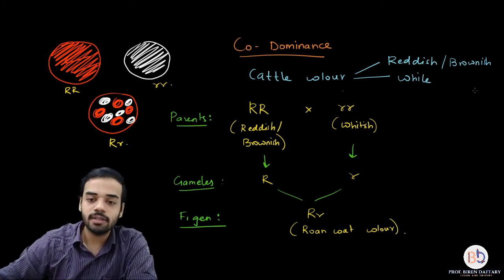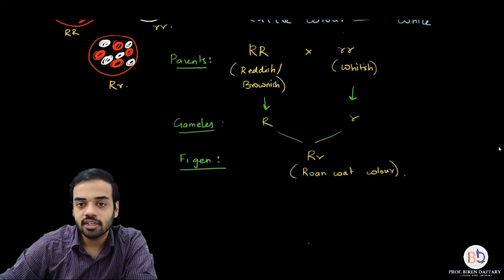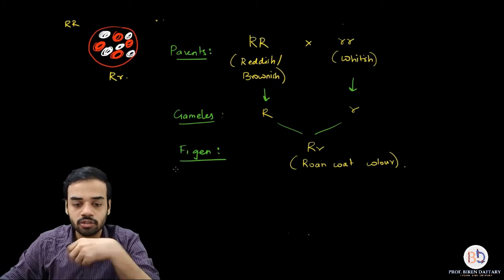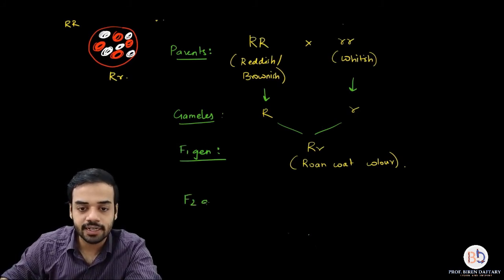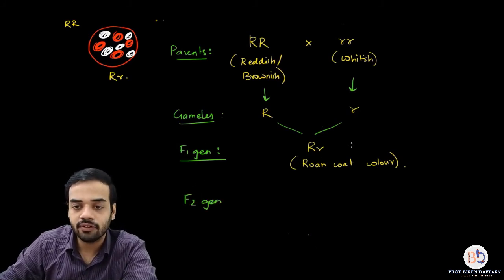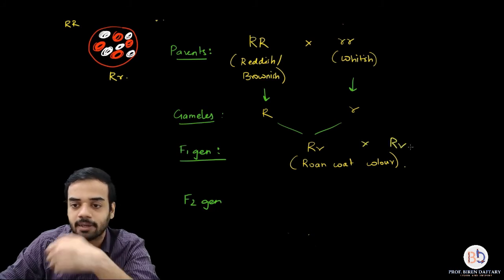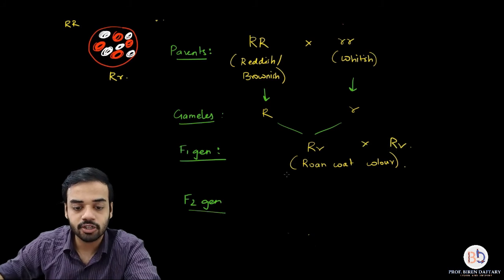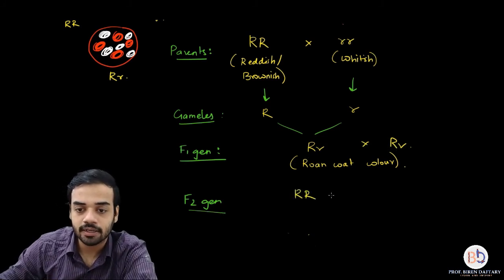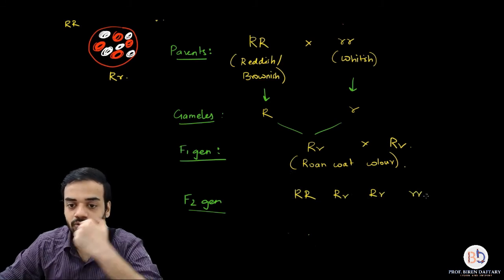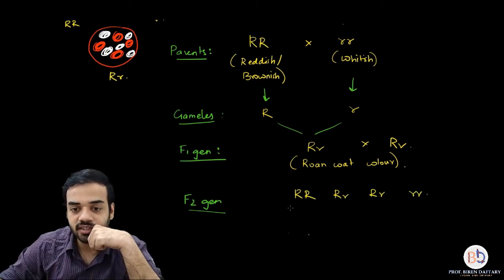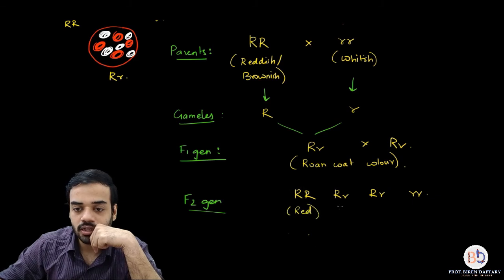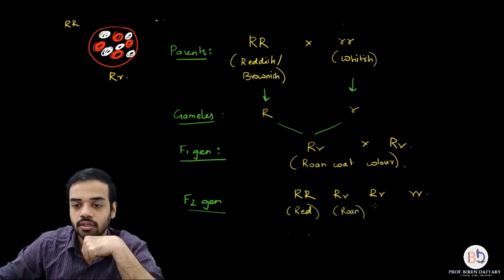Now, what will be the phenotypic and genotypic ratio? Can you guess? So again, let us do the cross, the F2 generation that you will get. For that we will have to cross the capital R small r with capital R small r, and the offsprings that you will get are going to be capital R capital R, capital R small r, capital R small r, and small r small r. Again, let us write down their phenotypes. So this is which colored coat? This is red or brown colored coat. This is Rouen colored coat. This is Rouen colored coat, and this is white colored coat.